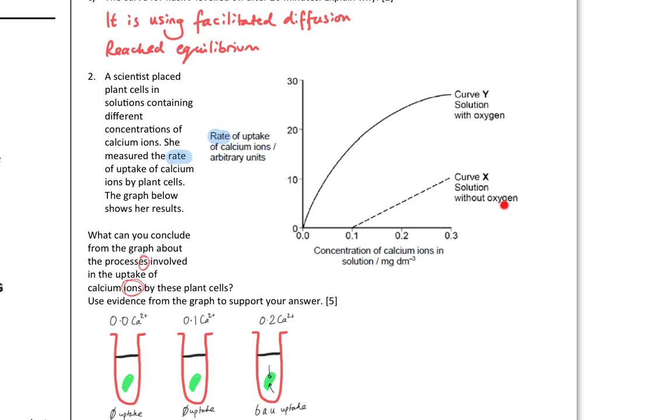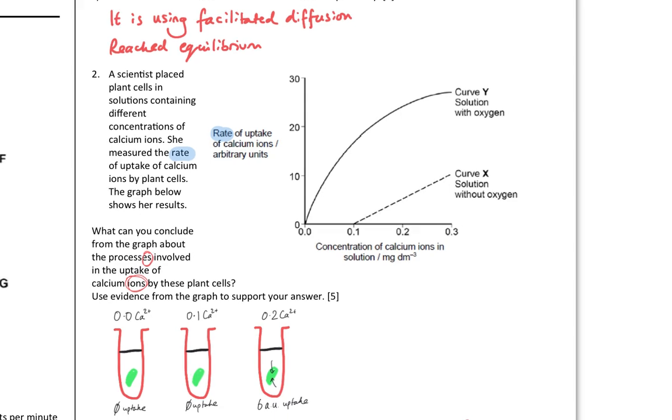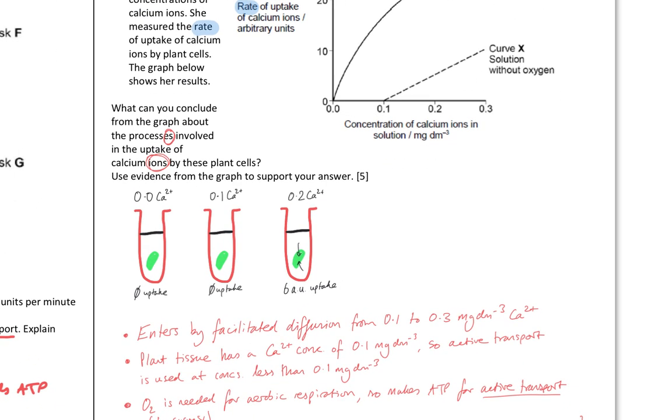When it's not got oxygen, well, it can only do facilitated diffusion. And it's doing nothing at lower concentrations, so there mustn't be the concentration gradient for it to work. And then from 0.1, it's starting to come into the cells. And I've shown that as a little visual thing down here. It says, what can you conclude from the graph about the processes? So I need to talk about the processes, active transport and facilitated diffusion, involved in the uptake of calcium ions by these plant cells. Use evidence from the graph to support your answer.